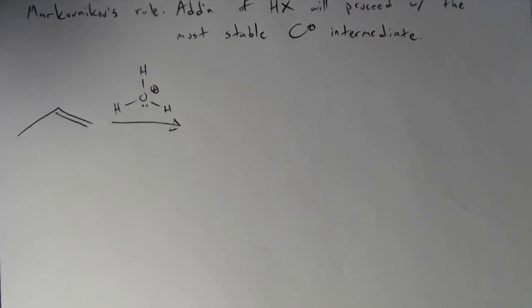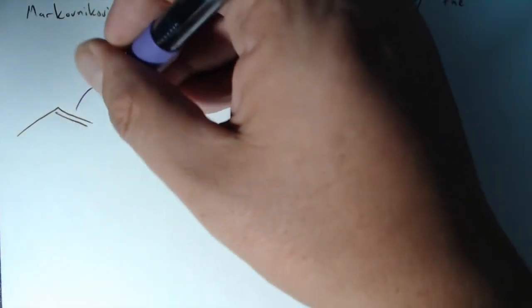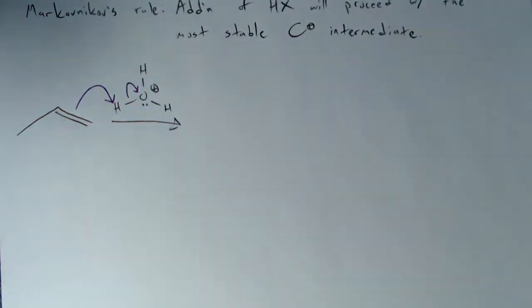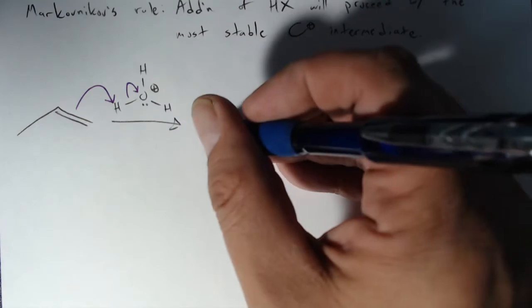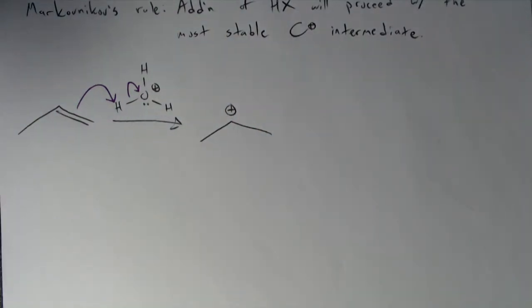All right, so on the task at hand now, this mechanism starts the exact same way. Instead of attacking the HX, it has the hydronium to attack. We get the more substituted carbocation.